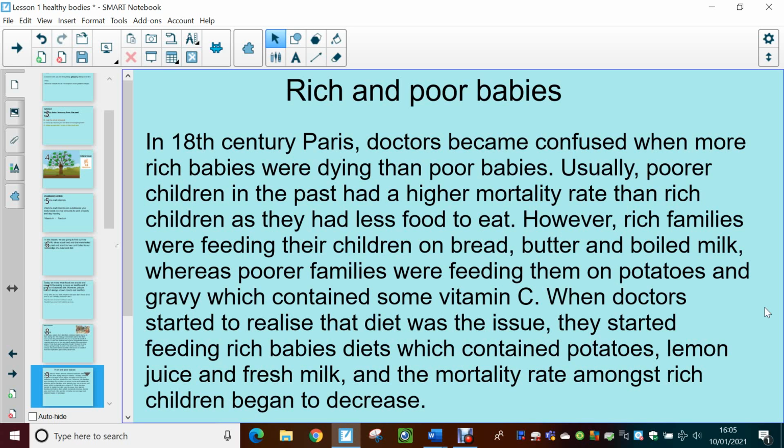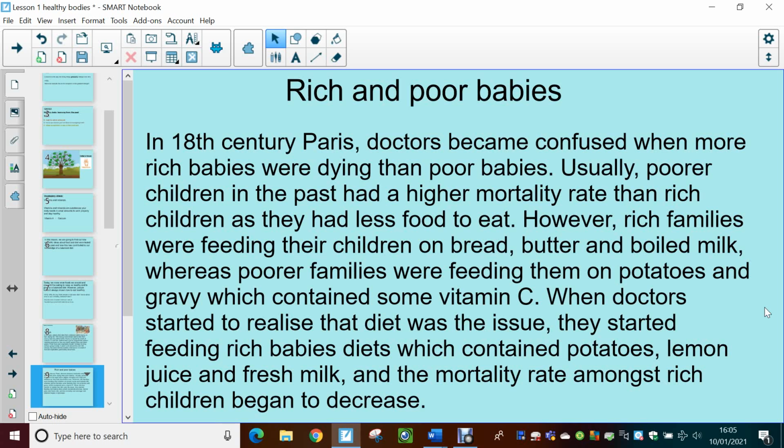Another example is about rich and poor babies. Now, in 18th century Paris, doctors became confused when more rich babies were dying than poor babies. And usually it was the poorer children in the past that had a higher mortality rate, death rate, than rich children, as they had less food to eat.